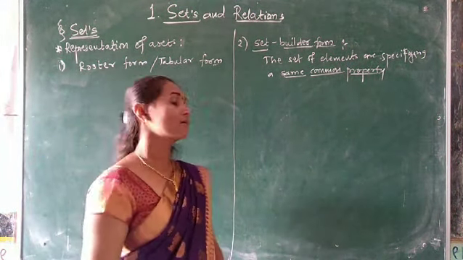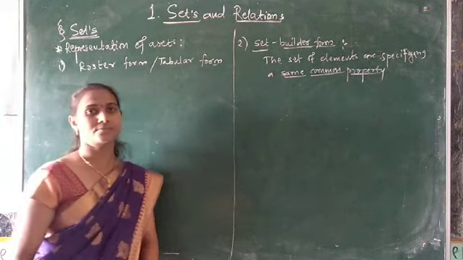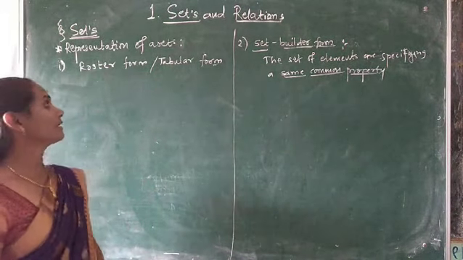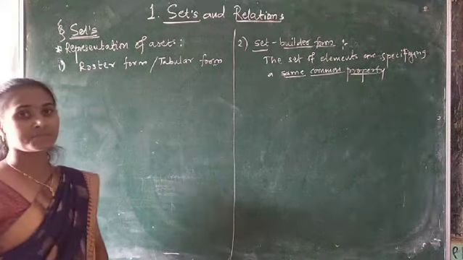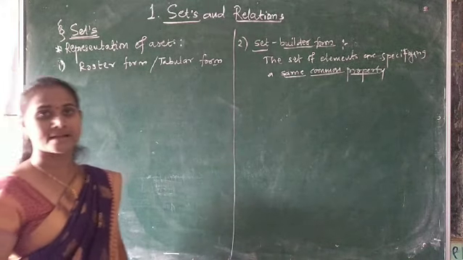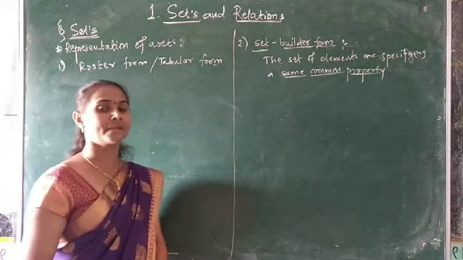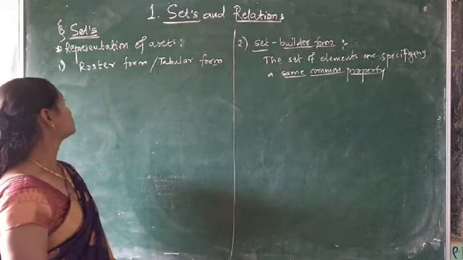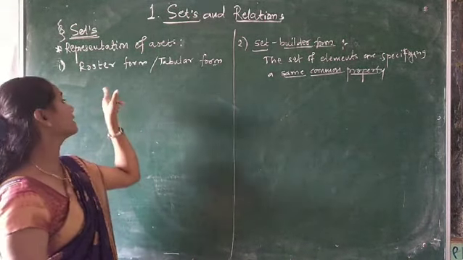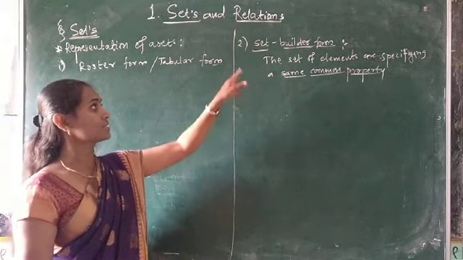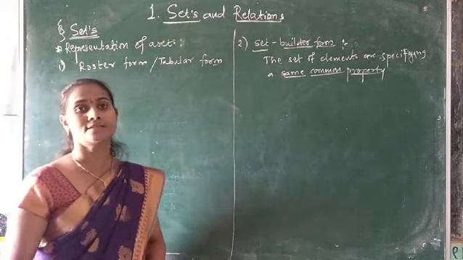Hello friends, yesterday we started our first chapter, sets and relations, and in this lecture we study what is meant by set and how to represent a set. A set can be represented in two methods. The first one we saw in the last lecture, that is roster form. Now in today's lecture we see our second form, that is set builder form.